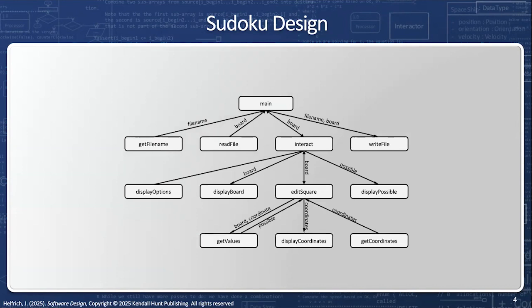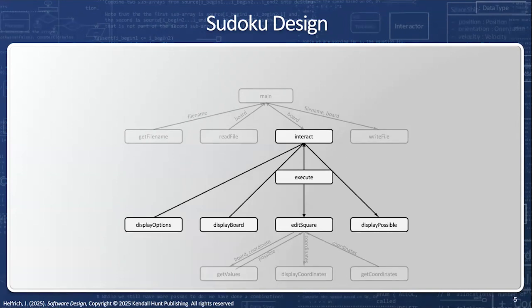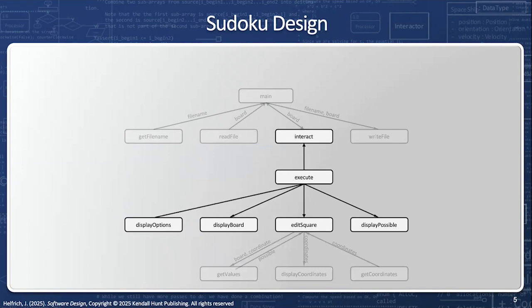So here's our original design, which has, well, many function calls, but we're going to focus on just the interaction between interact and the four different kinds of interactions: display options, display board, edit square, and display possible. Now, what we're going to do is, first of all, we're going to introduce a function called execute, and then execute will call display possible directly, as well as call edit square and display board directly, and display options directly. Now, what's going to be the connection between interact and execute? We're going to pass the order as well as the board, which is the context, and then execute will then pass the board on to every single function.